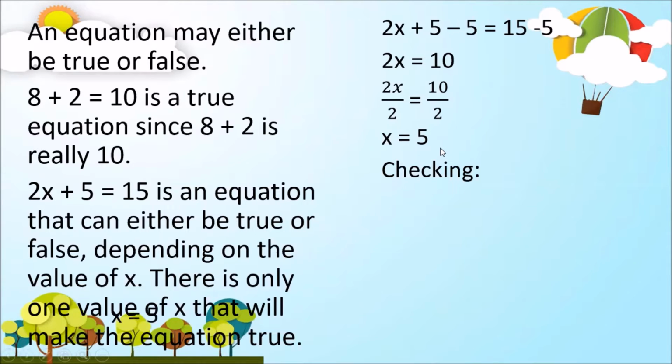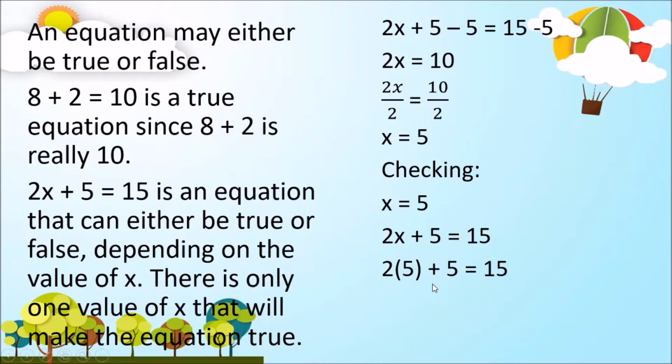For checking x equals 5, substitute the value of x in our equation. So 2 times 5 plus 5 equals 15. So 2 times 5 is 10, plus 5 is 15. And 10 plus 5 is equal to 15. So it means our solution is correct. And the exact value of x in 2x plus 5 equals 15 is 5.